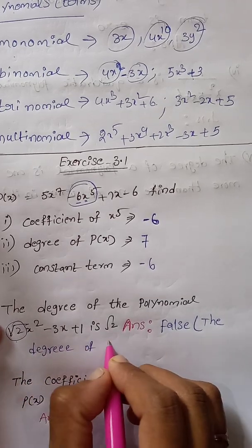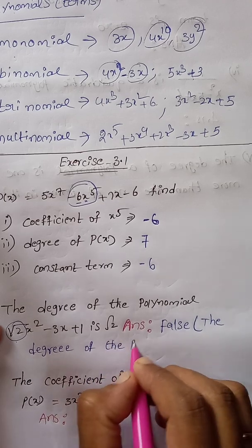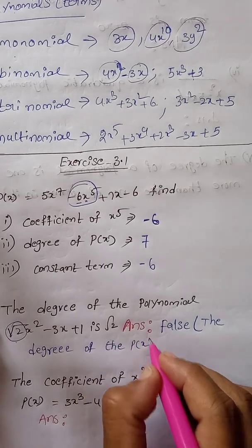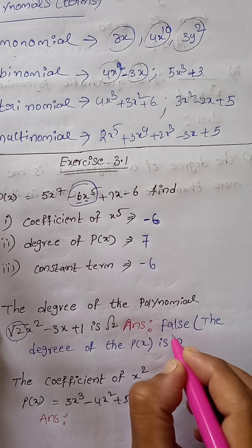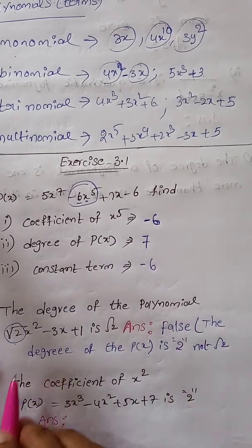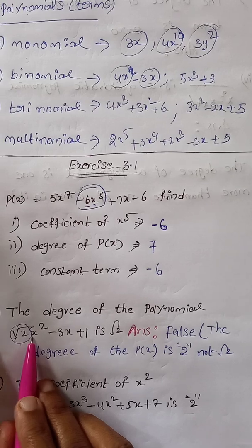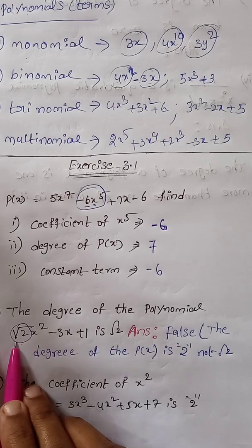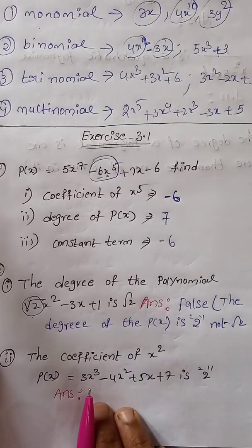The degree of the p of x polynomial is 2, not root 2. Okay, here root 2 is multiplied with the x variable. This is a coefficient, not the degree. Okay, now move on to the second bit.